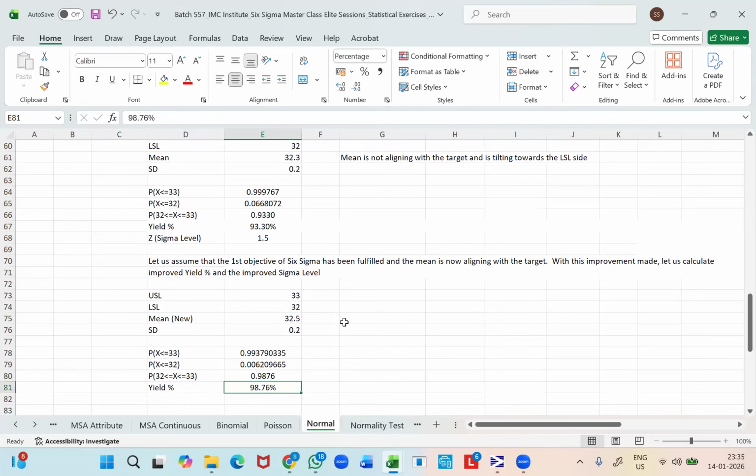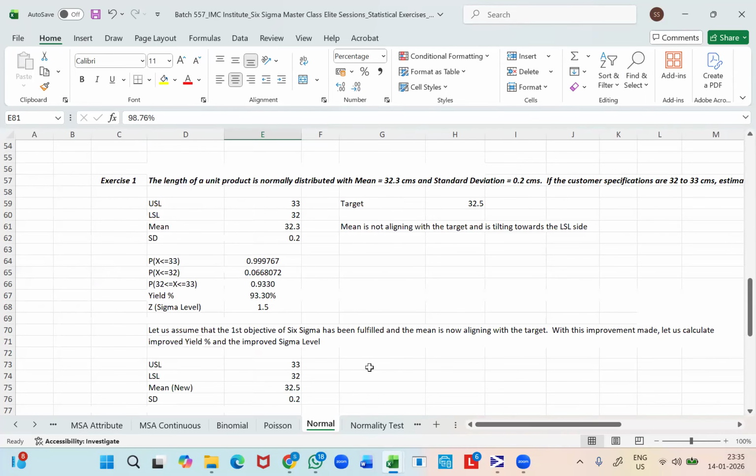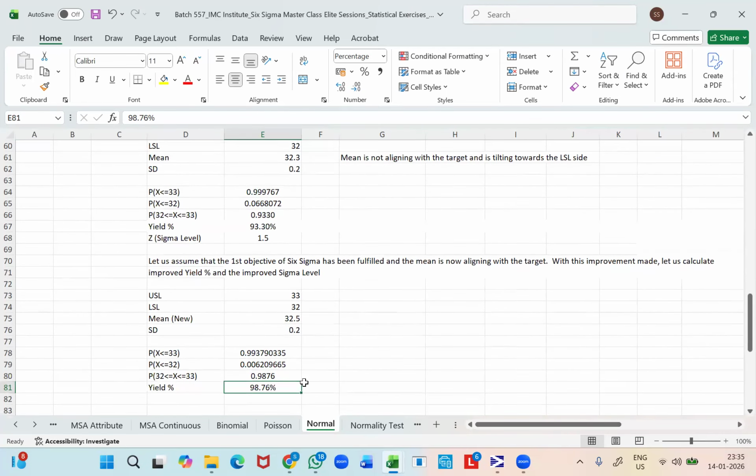So what is the adjustment that you made here? We simply moved the mean from 32.3 to 32.5 and made it align with the target. With this small adjustment, you can see a drastic improvement in the yield percentage. The yield percentage has gone up from 93.3% to 98.76%. And what will be the sigma level for this particular performance?